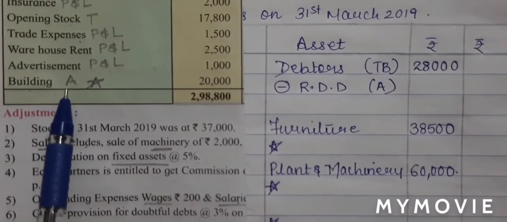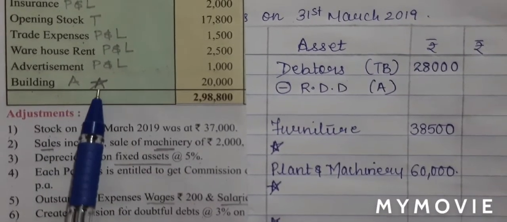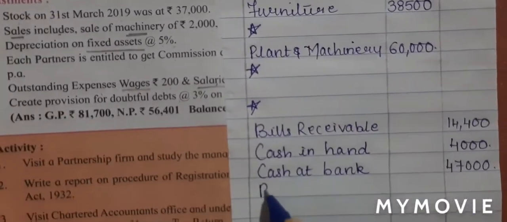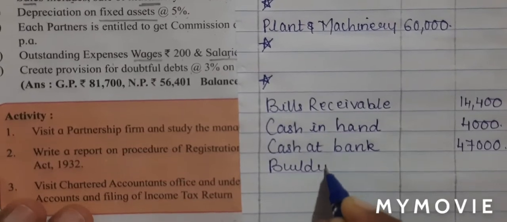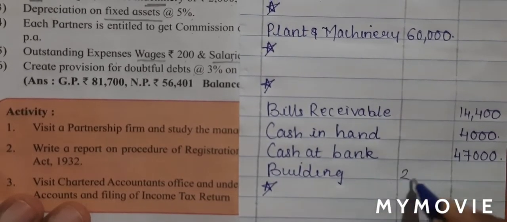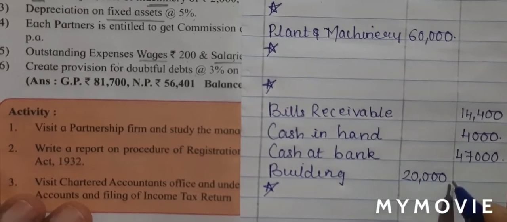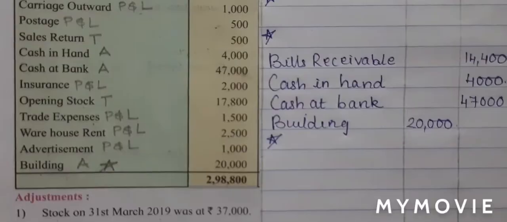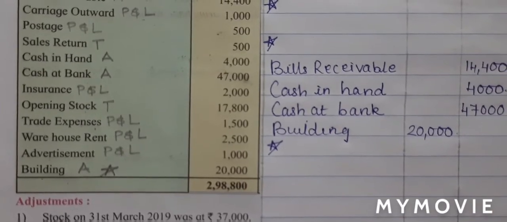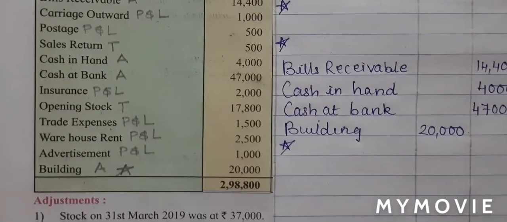Next is building, which I'll write on my asset side, and there is a star. So on the asset side, I will write building. I'll mark a star and I'll write it in the inner column 20,000. With this, students, we have completed our debit balance. We will now move on to our credit balance.